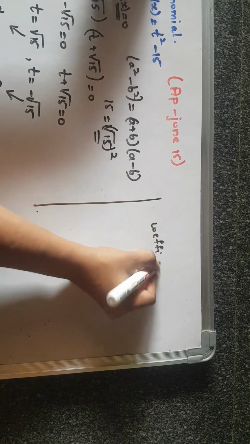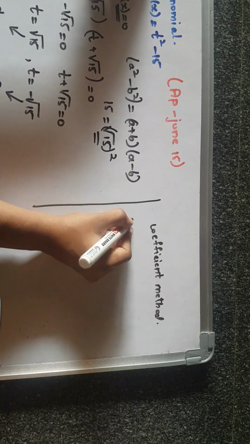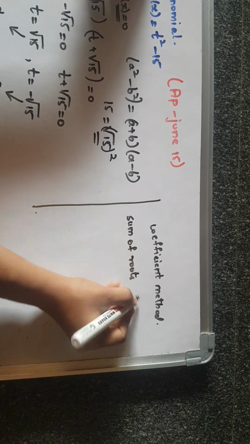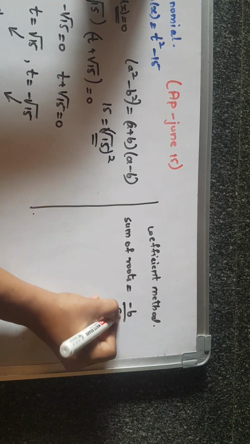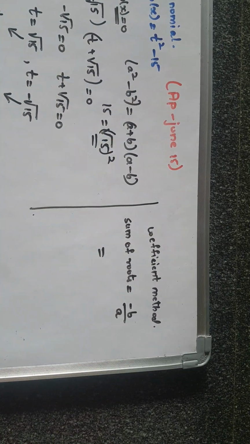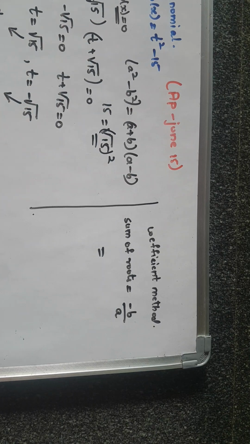Coefficient method. In the coefficient method, sum of roots becomes minus b by a, where b is the coefficient of x and a is the coefficient of x square.